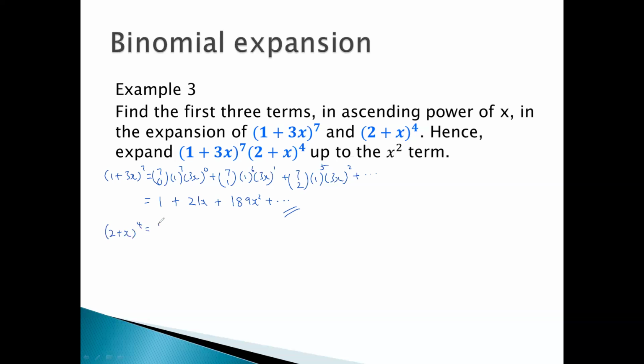Okay, first three terms again. 4 choose 0, 2, x. x to the power 0, 4 minus 0 is 4. 4 choose 1, 2 to x, 1. 4 minus 1 is 3. 4 choose 2, 2, x. This will be 2, this will be 2.